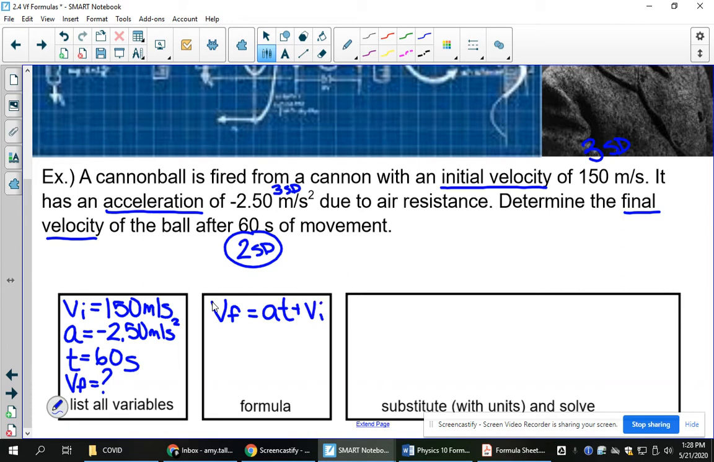There it is. Now, I'm not working with vector arrows here because I don't see a direction on any of these numbers, but you can put vector arrows on those if they're giving you a direction, like if they say north or something, then it would be vectors.